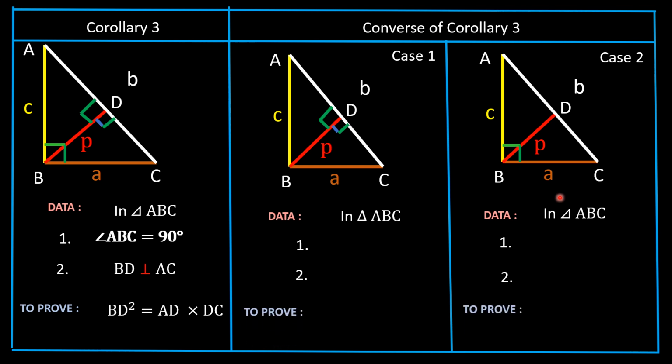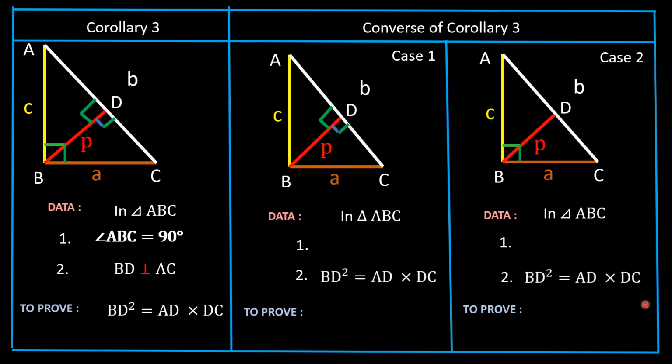Let us concentrate on the to prove in corollary number 3. BD square is equal to AD into DC, which we have proved in corollary 3. So this should become one of the conditions in case number 1 and case number 2 under data. So this should go to data in two cases. Shall we do that first? Let us take a copy of this and keep it here as condition number 2 for case 1 as well as condition number 2 for case number 2.